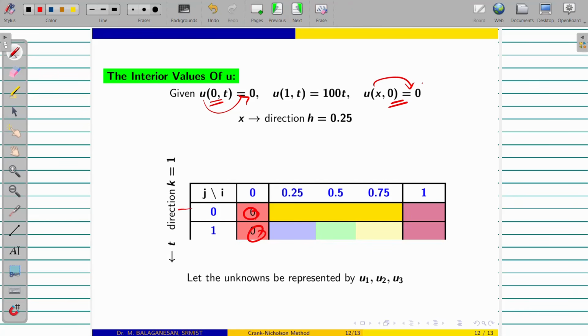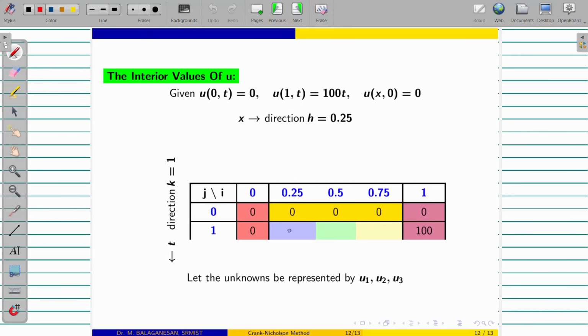Where is the t equal to 0 line? This is the t equal to 0 line. So 0, 0, 0. What is the next boundary condition? x equal to 1. x equal to 1 will be this line. What will be there? It will be 100 t. At t equal to 0 here, it will be 0. At t equal to 1, it will be 100. Clear? This is the way to fill the boundary conditions. Right. Look at that.